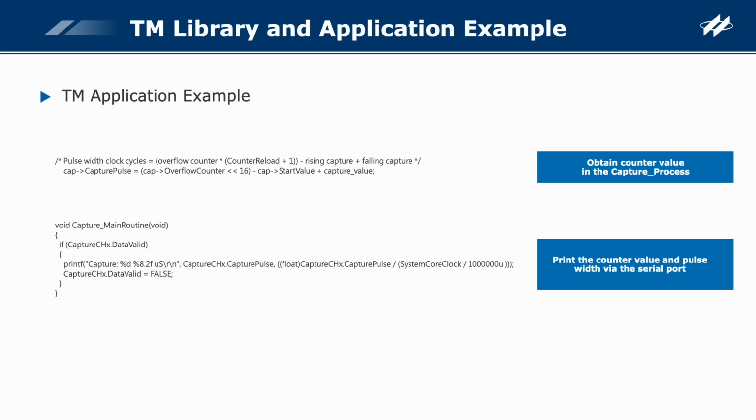Taking the HT32F52352 as an example, the system clock is set to 48 MHz by default and the prescaler value is set to 0. Therefore, the pulse width W can be calculated as follows. W is equal to dividing 1 by 48 MHz and multiplying by the counter value obtained in the capture process.